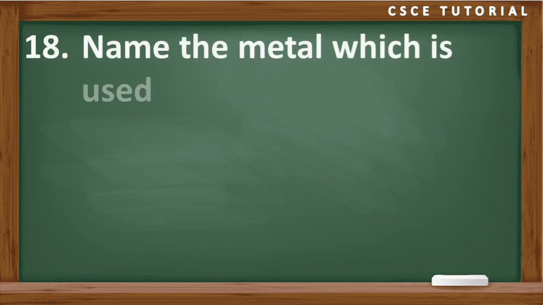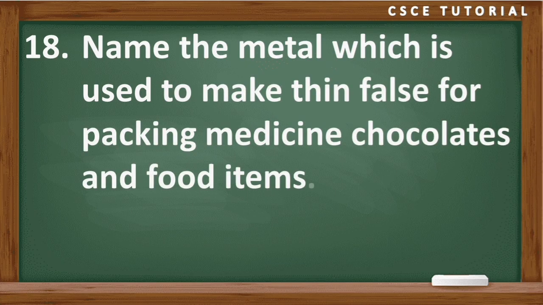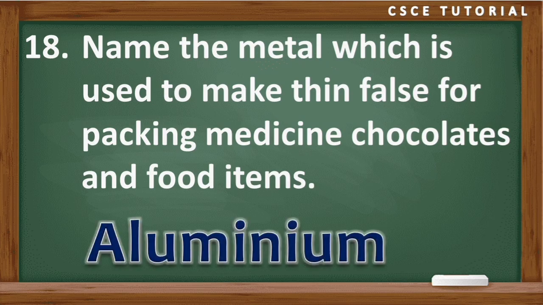18th, name the metal which is used to make thin foils for packing medicine, chocolates and food items. Its answer is aluminium. Aluminium is used to make thin foils for packing of medicines, chocolates and food items.